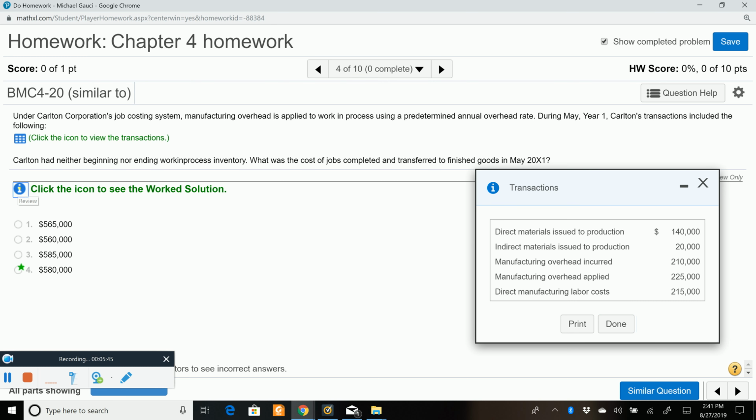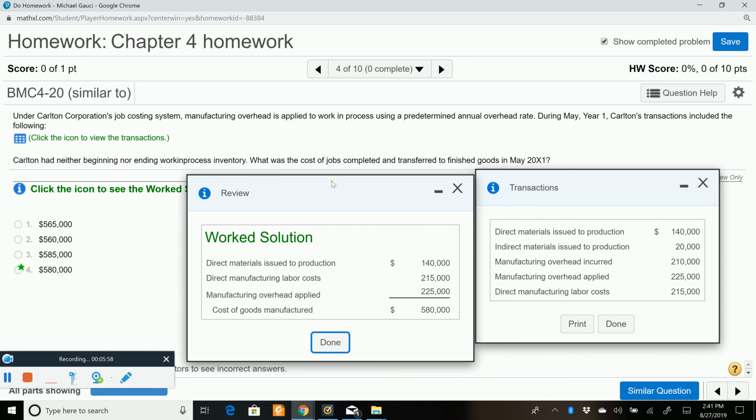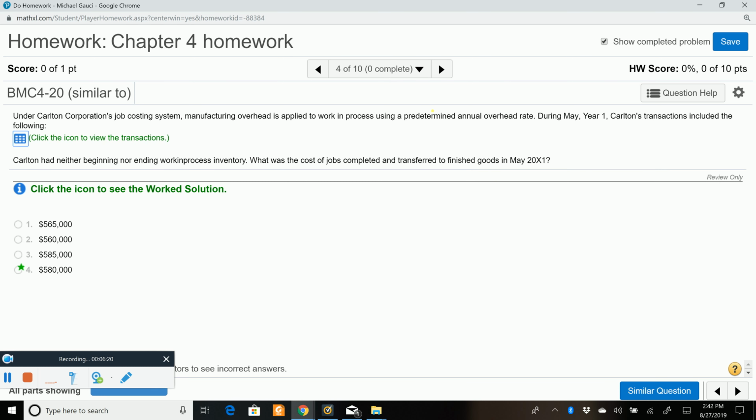So basically what we're going to try to figure out is our cost of goods manufactured. And once again, the cost of goods manufactured is the sum of direct materials, direct labor, and the applied overhead. So the direct materials are 140, the direct labor is 215, and the applied overhead is 225. It shouldn't be the incurred overhead. The applied overhead is what actually gets added to the work in process and goes through the system. So the answer is $580,000.